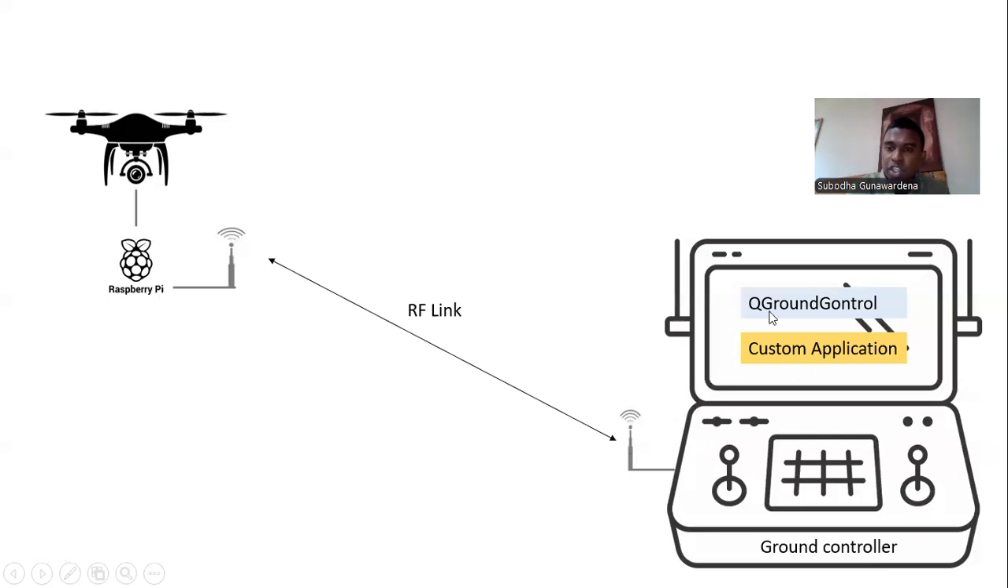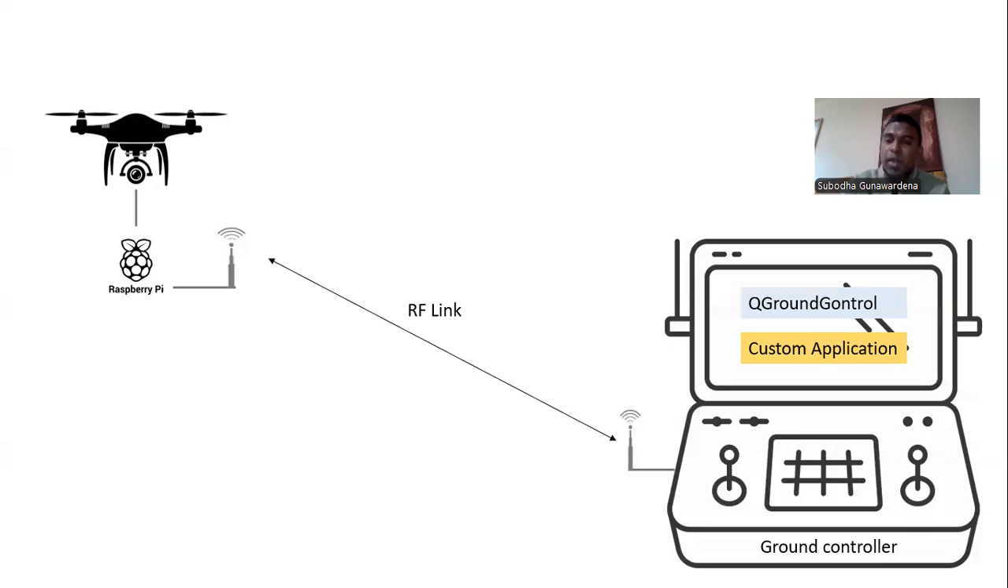And in my ground station, we have QGroundControl, the ground control application, and the custom application running. Now, my ground station is running on top of a Windows computer. Since it's a Windows computer, I can't straight away run MAVLink or MAVProxy. Because of that, I'm going to use a separate setup. But if you have a Linux computer, that can be directly done. So now the problem that I'm trying to address here is this.